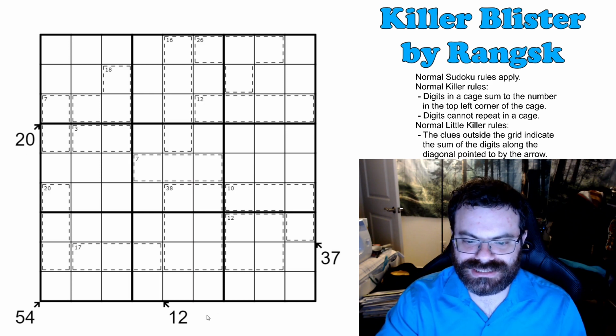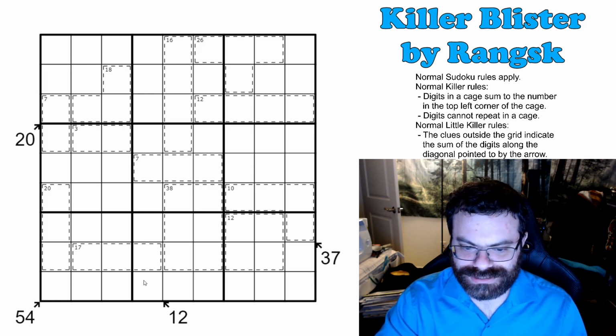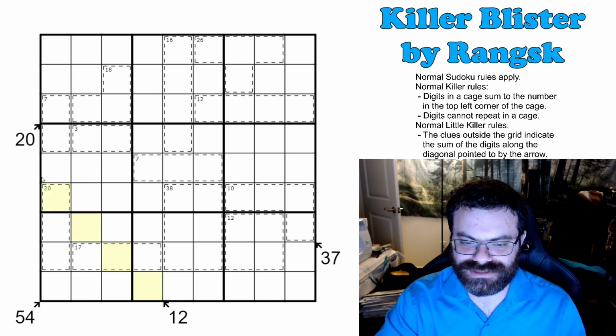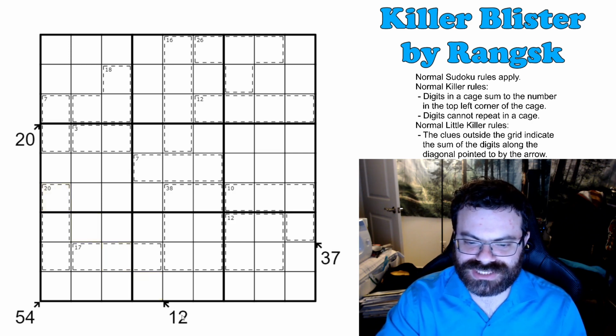We also have little killer, which are these clues outside the grid with the arrow. So looking at, say, this 12 here. If you look at the direction the arrow is pointing, it's pointing along a diagonal. If you take all the cells in that diagonal all the way across the grid, those digits will sum to the clue next to the arrow. So in this case, 12. So these 4 cells would add to 12.